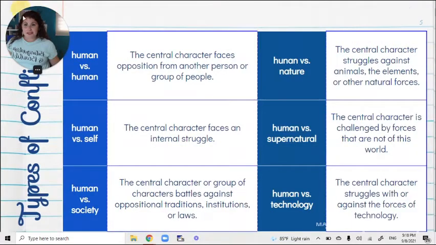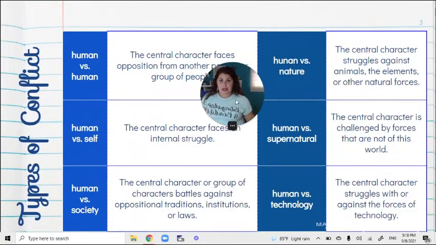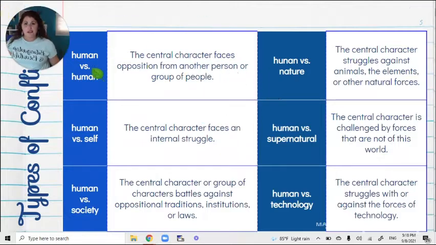And here are the different definitions and types of conflict. We have human versus human, where the central character faces opposition from another person or a group of people. We have human versus nature. I just realized that that is a typo. Let's pretend that it says human versus nature. And this is where my central character struggles against animals, the elements, or anything that has to do with nature. Human versus self is when my central character has an internal struggle.